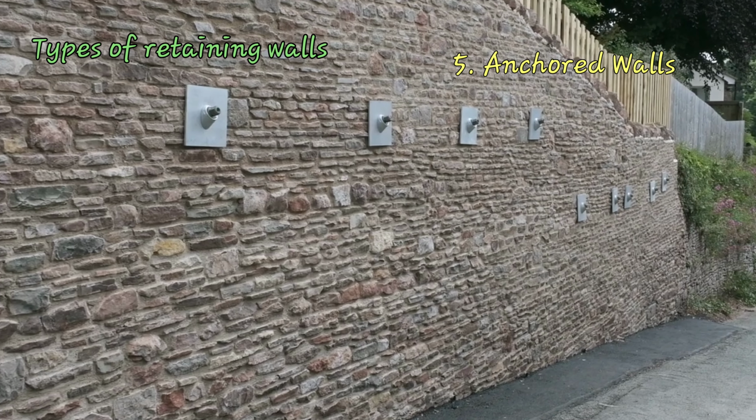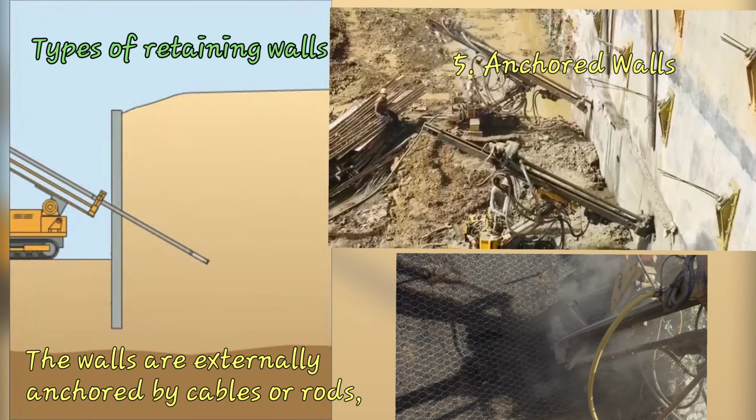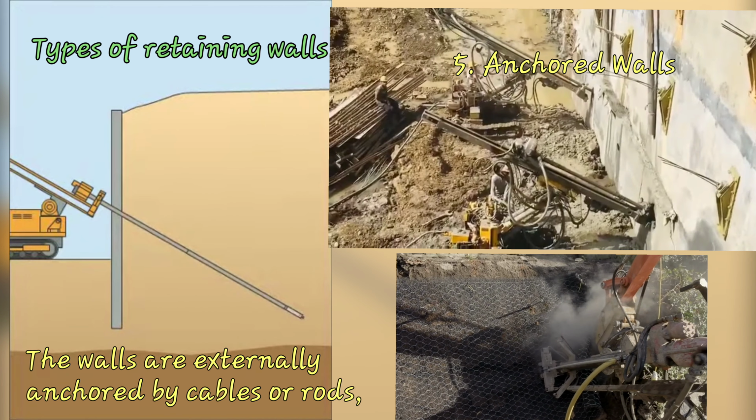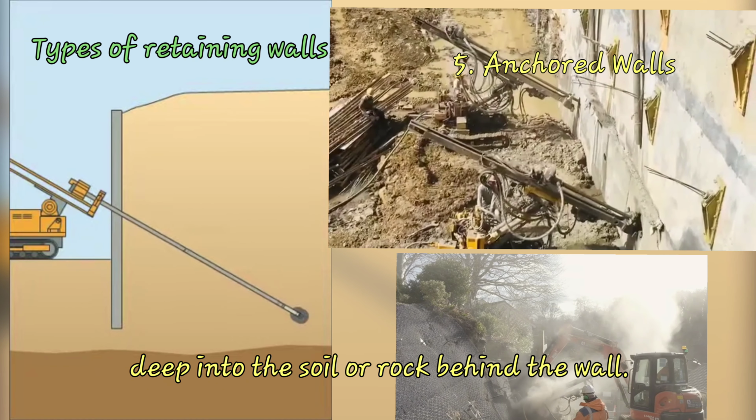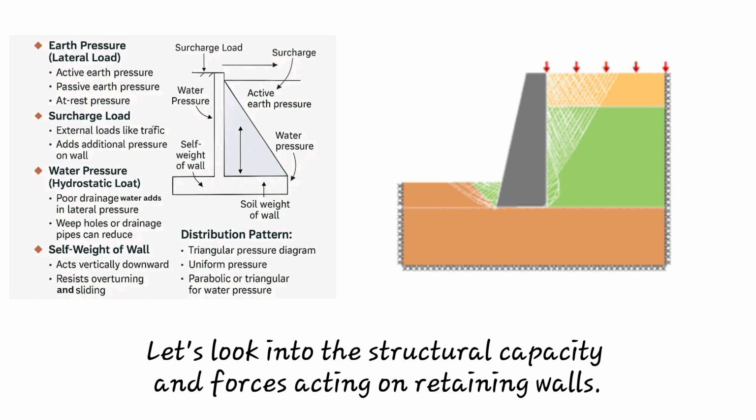5. Anchored walls. The walls are externally anchored by cables or rods, deep into the soil or rock behind the wall. Let's look into the structural capacity and forces acting on retaining walls.